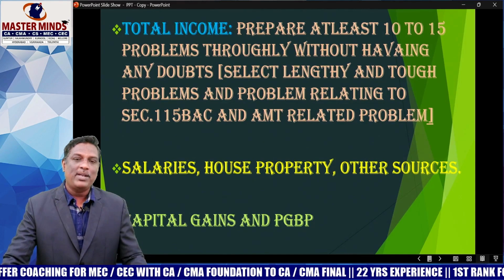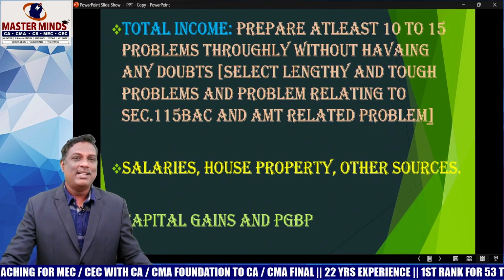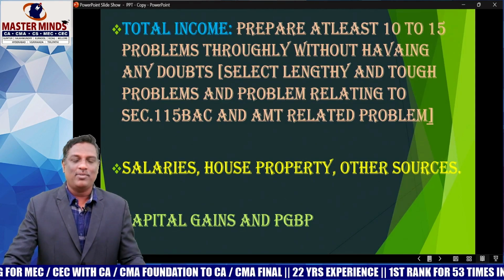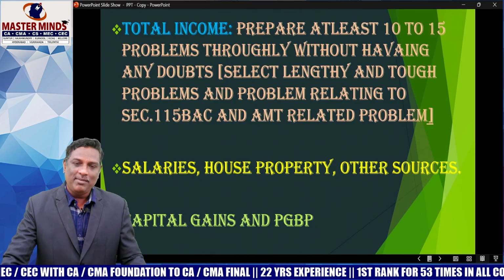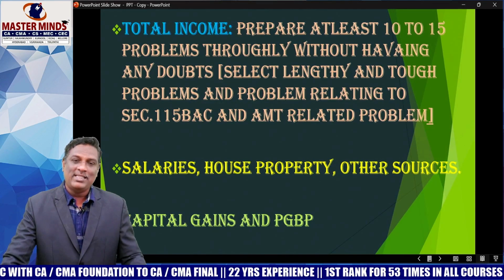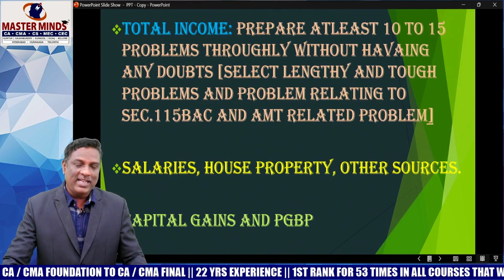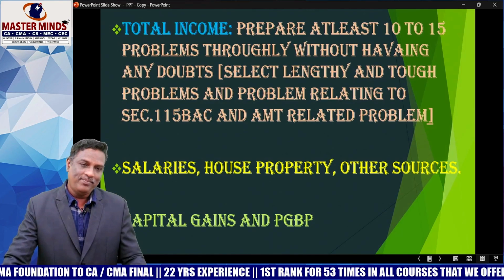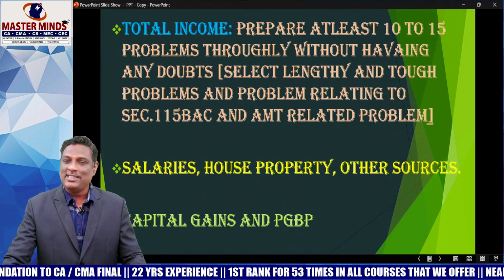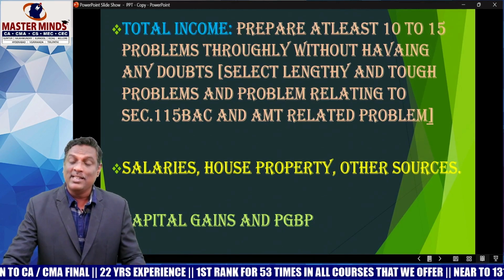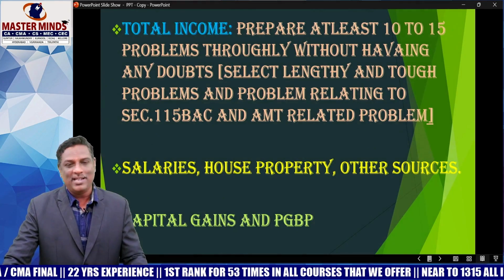House property and other sources have a smaller number of problems. You can prepare all the problems perfectly because these two heads, house property and other sources, are very easy when compared to other heads. Then you need to prepare the salary head. Salary is compulsory because it has a valuable amendment this time.